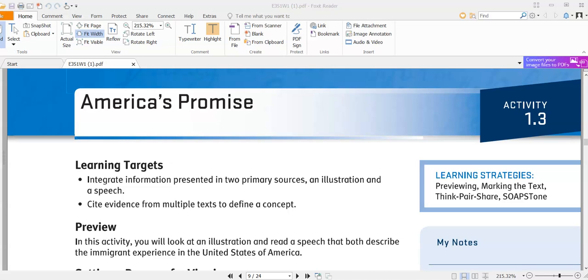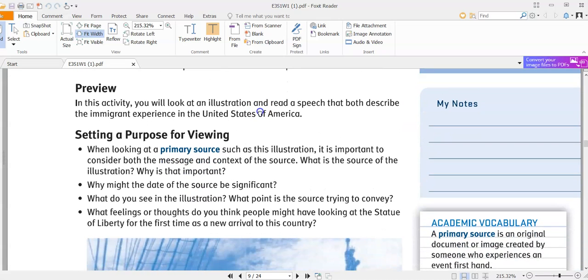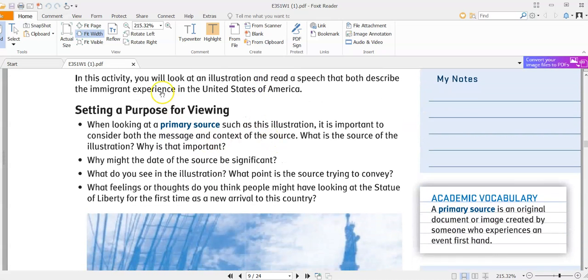We're actually not going to be using think, pair, share because that requires us to be in person so that you can work with a partner, and since we are working remotely, we can't do that. So for our preview, in this activity, you will look at an illustration and read a speech that both describe the immigrant experience in the United States of America.